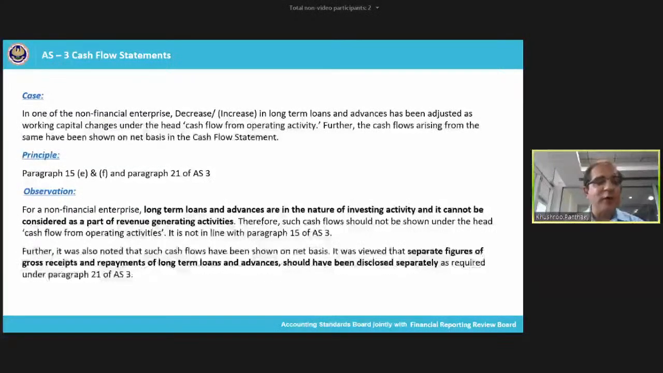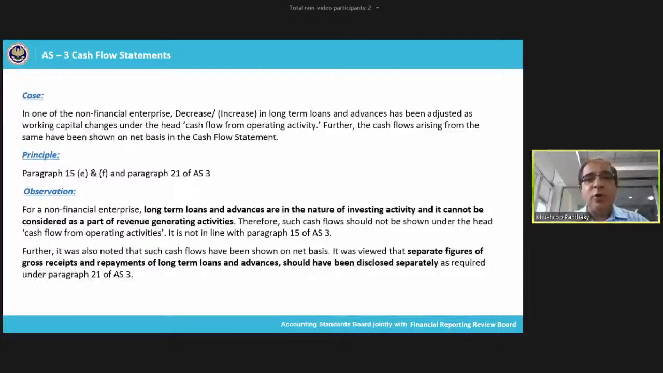And therefore, the right way of doing it is that the long-term loans and advances basically are in the nature of an investing activity, and it cannot be a part of your revenue-generating activities. And therefore, it is incorrect to show this under your cash flow from operating activities. It is also noted that such cash flows should not be shown on a net basis unless these are arising out of enterprises which are in the nature of lending or which are basically financial services organizations. And therefore, for such non-financial organizations, gross basis should be adopted for the purposes of disclosure.